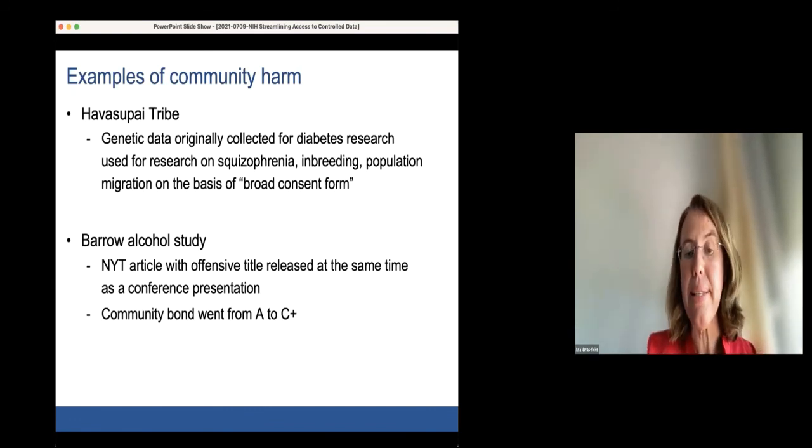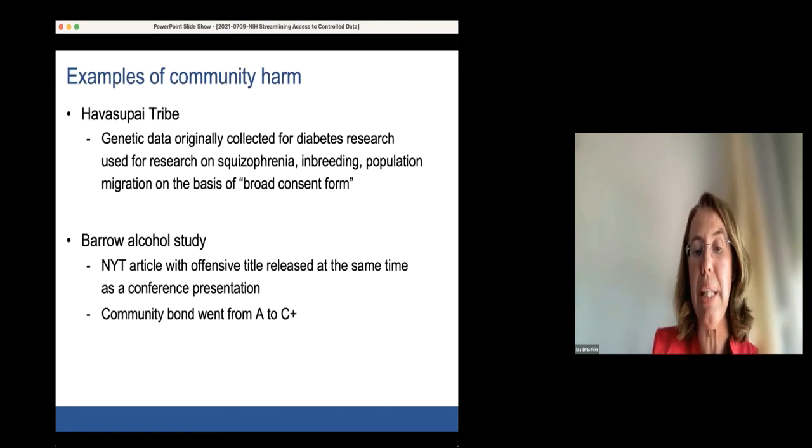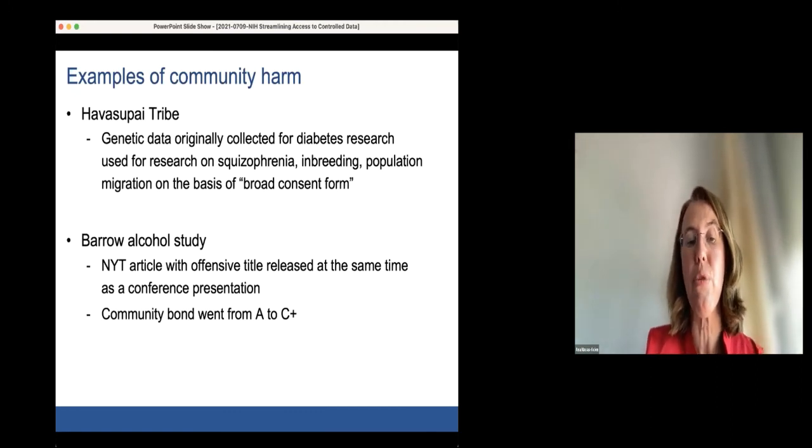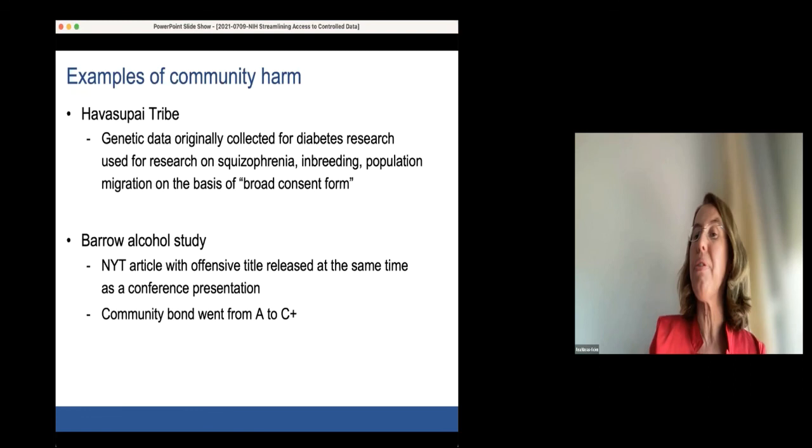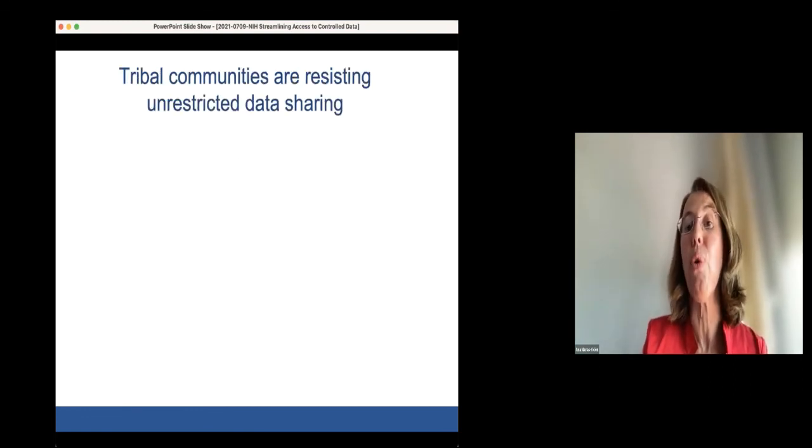And for instance, in this other example, through the presentations of the data and the publicity through a New York Times article, the community had a negative economic impact that was very serious. So these are just two examples of many more that show why tribal communities are so concerned, and they are resisting unrestricted data sharing. They don't want to do it in a way where they don't have continuous control, and especially the decision-making, being able to say no if they are not interested in a particular question.